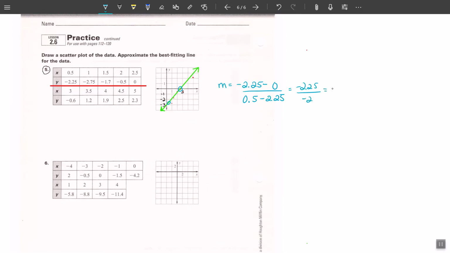I'll end up with 1.2 for my slope. Again, because I have a graph, I can go back to that graph and see if I can estimate that y-intercept, and I can on this one. It's going right through -3. Right here at -3, so I can say that's my b, and then write out my equation, plugging in 1.2 for my slope and -3 for the y-intercept.